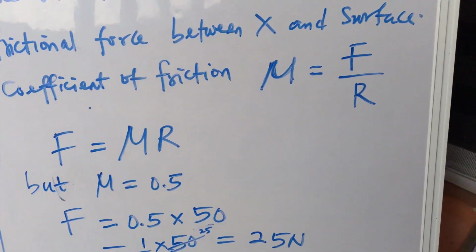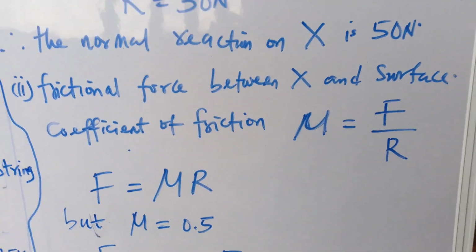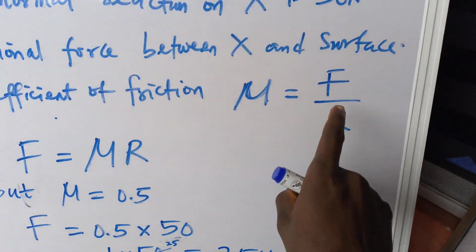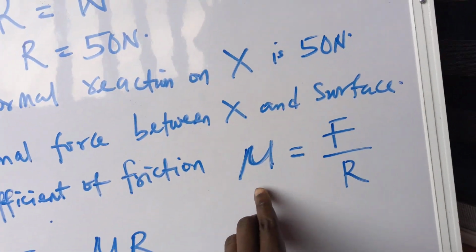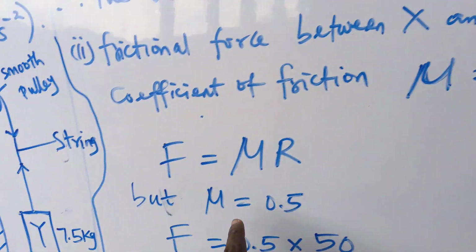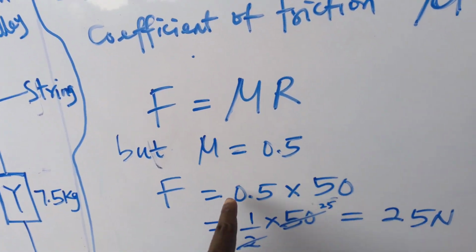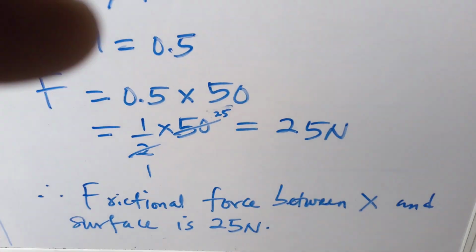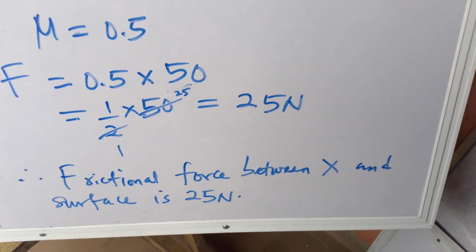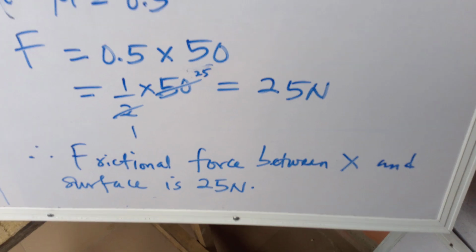We got it by using the formula for coefficient of friction. Coefficient of friction is mu equals F over R. I'm making F subject of formula, you cross multiply, mu times R is what? Mu R. So I'm having that F is equal to 0.5 times 50, which gave me 25 Newton. So my frictional force between X and surface is 25 Newton.